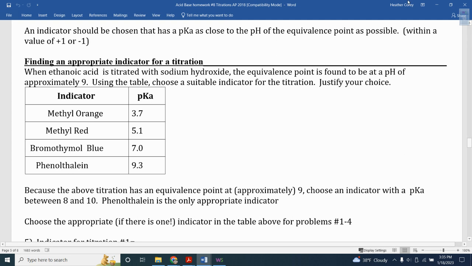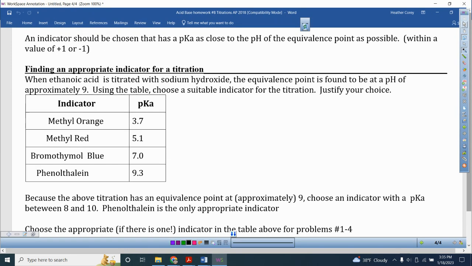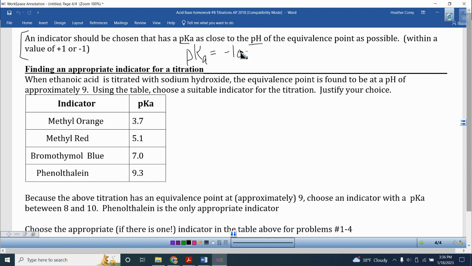Okay, so this part here at the very top is the most important part on this page. An indicator should be chosen that has a pKa as close to the pH of the equivalence point as possible. The closer you can get to it, the better. Ideally, you want it to be within +1 or -1 of that pKa. And just remember, the pKa is the negative log of your Ka.